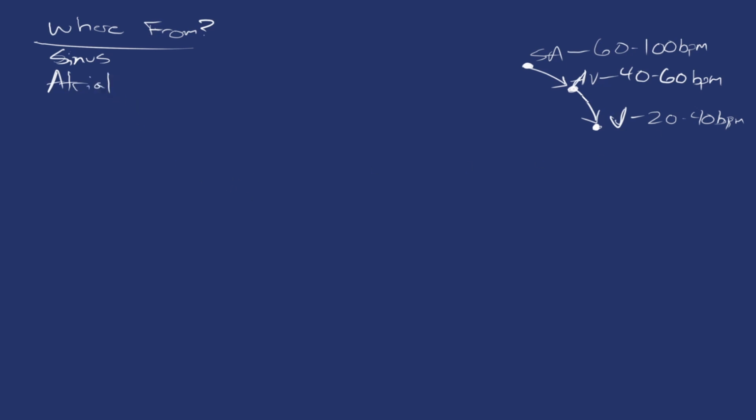Now let's say it's starting from that AV junction. What do we have? We have a junctional rhythm. And finally, what happens if it's starting from the ventricles? We have a ventricular rhythm, right? Seems pretty cut and dry with that part.